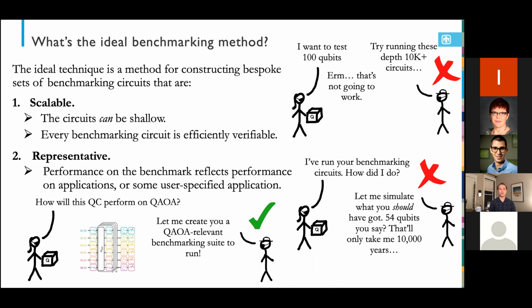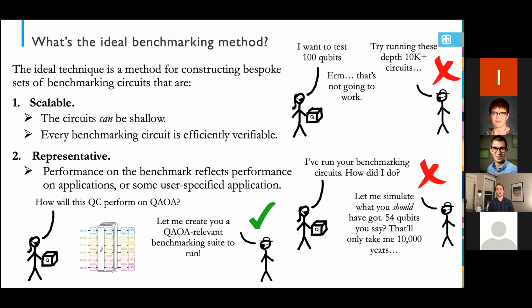So hopefully I persuaded you that we do need new benchmarking methods. Before we go about trying to develop one, you need to think about what characteristics you actually want of a benchmarking technique. The first thing that I think we want is that we want it to be scalable. In order to be able to scale this to any number of qubits, we need a couple of things. We need to be able to have shallow circuits.